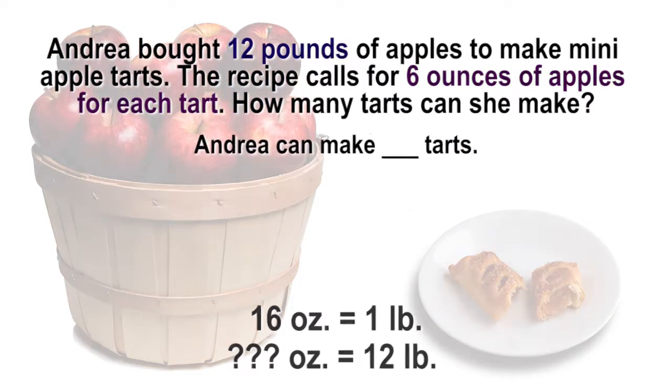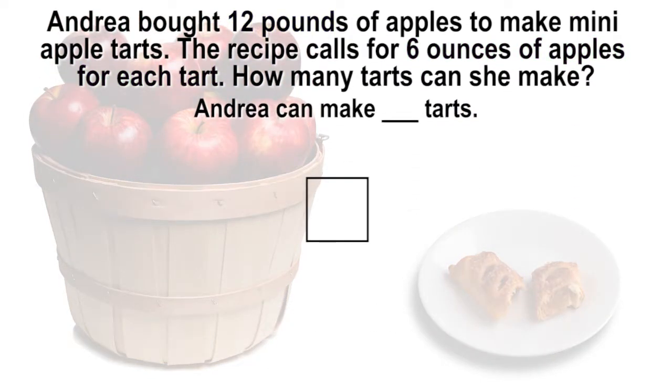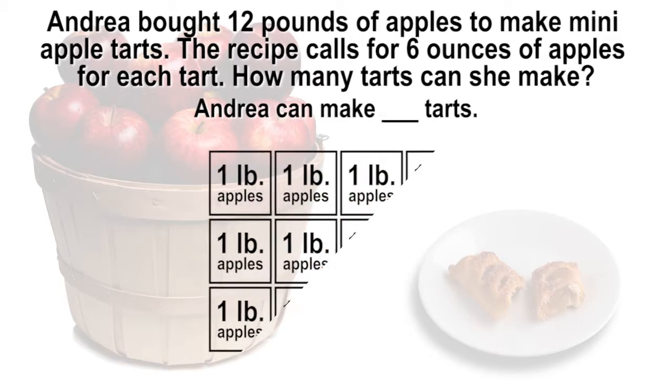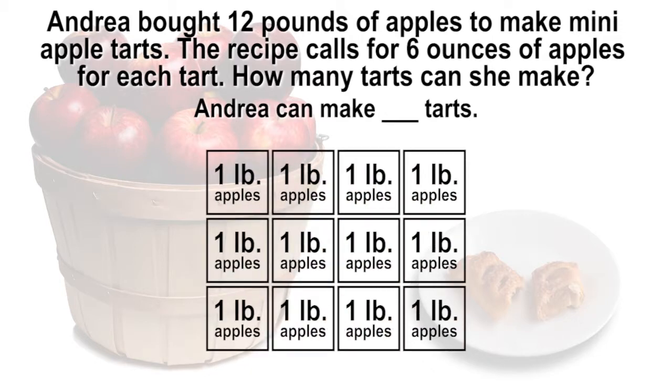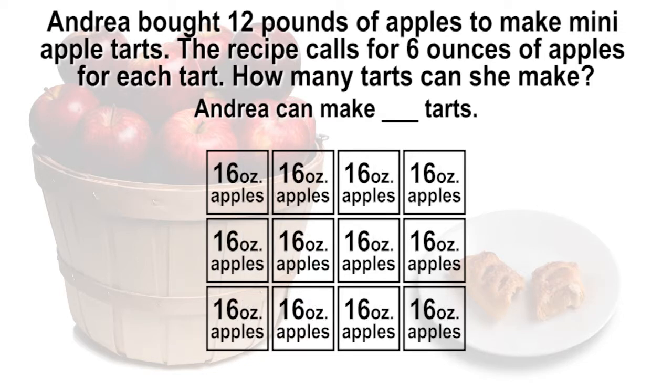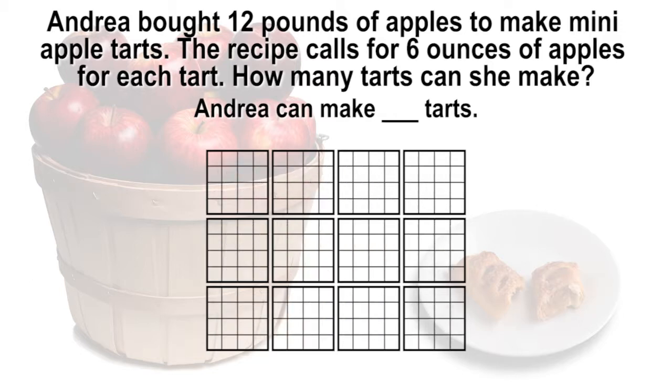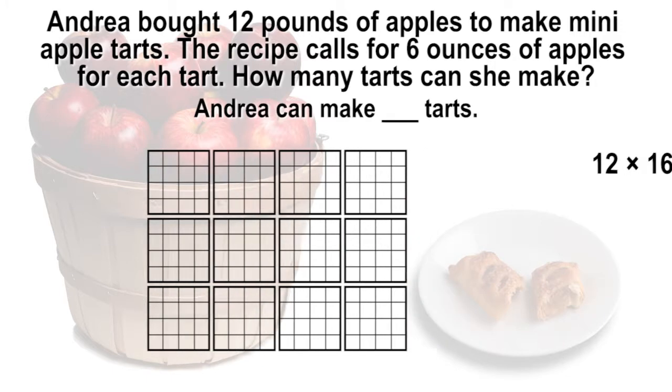Let's draw a model. This box represents 1 pound of apples, so we will label it 1 pound. LB is the abbreviation for pound. We will draw 12 boxes to represent the 12 pounds of apples. Since 1 pound is the same as 16 ounces, we can also label each box as 16 ounces. Ounces is abbreviated OZ.